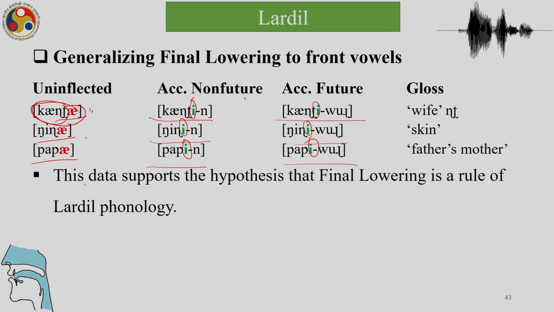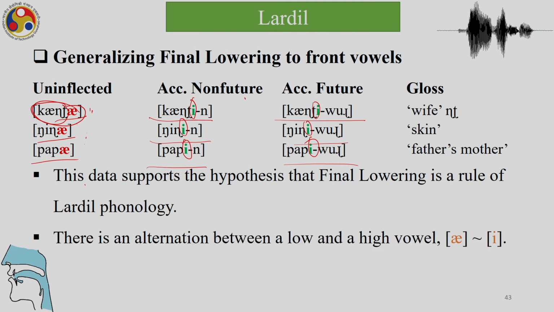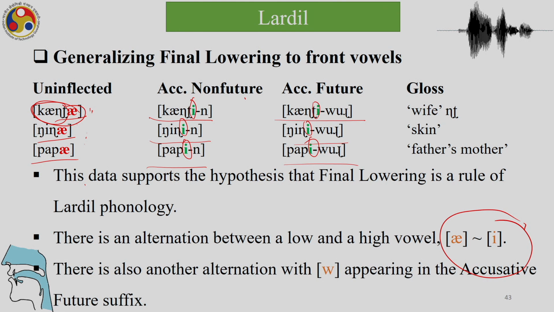So as a result, the data supports the hypothesis that final lowering is a rule of Lardil phonology. As you can see in the uninflected forms, we do not have the e, we have a, which means a lower vowel. So there is an alternation between a low and a high vowel, as we have just discussed. And there is also another alternation appearing in the accusative future suffix.